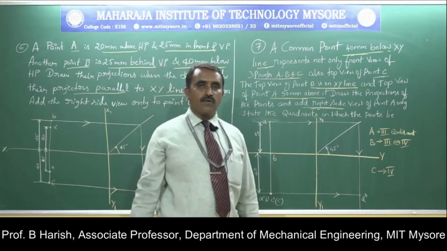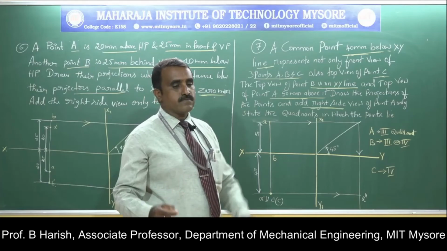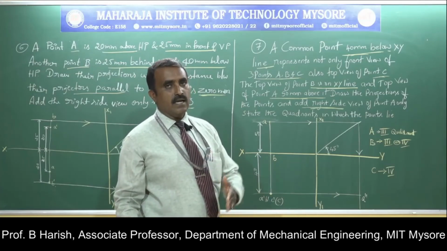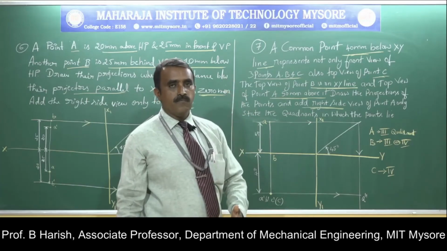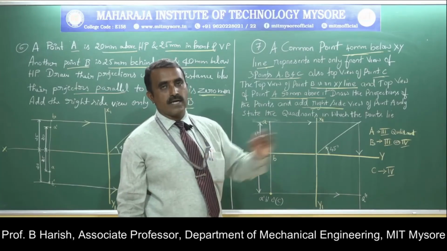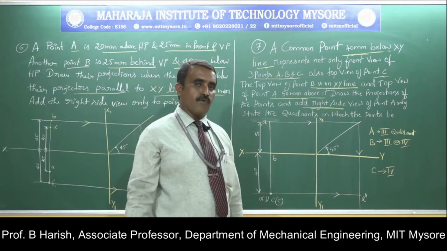Then the common rule, once again, in order to get the profile view: start from the top view, move towards left or right depending upon the condition, until it meets the 45-degree line, then move above or below. Then start from the front view, once again move left or right until you get the intersection point. That is the common rule that should be applied in order to get the profile view.